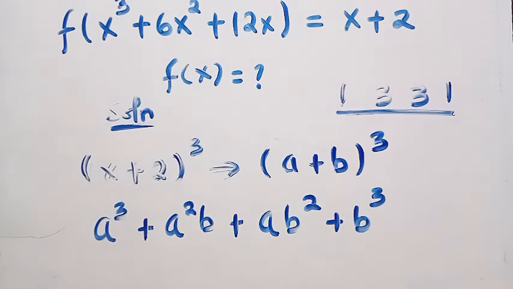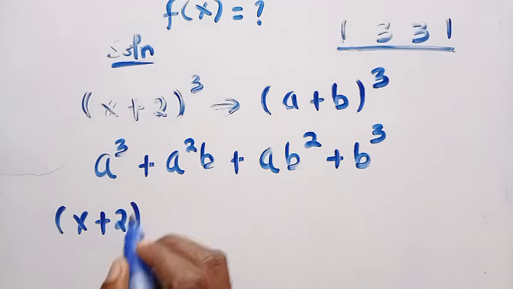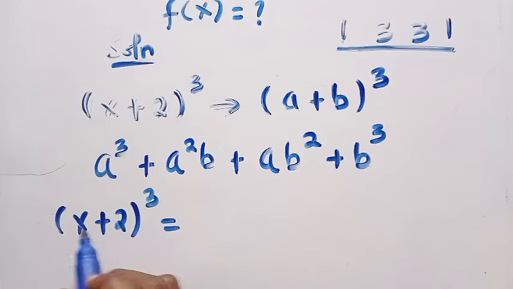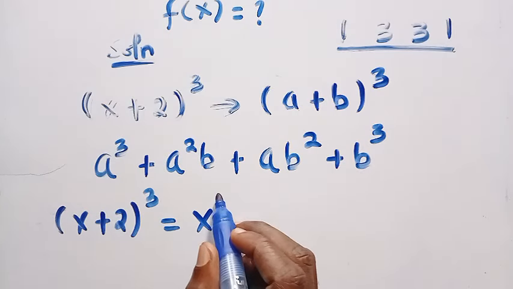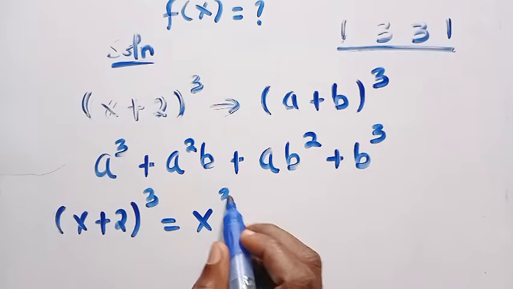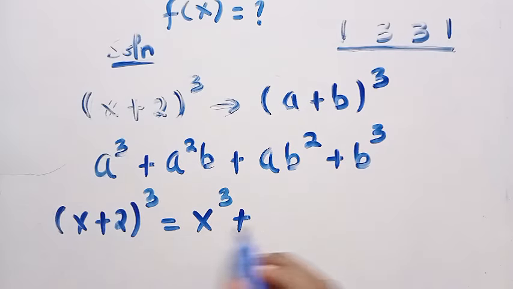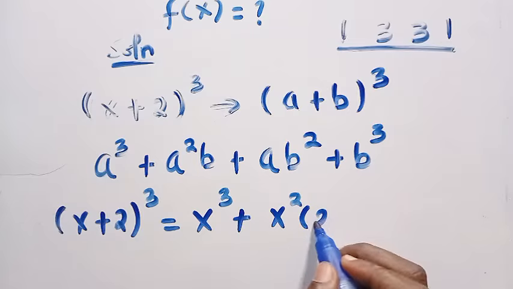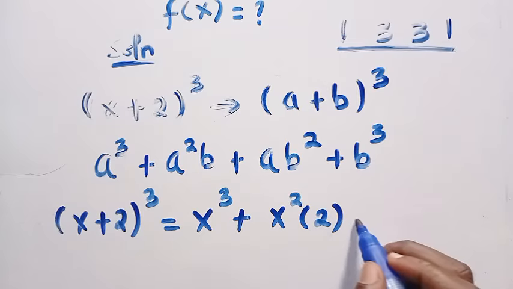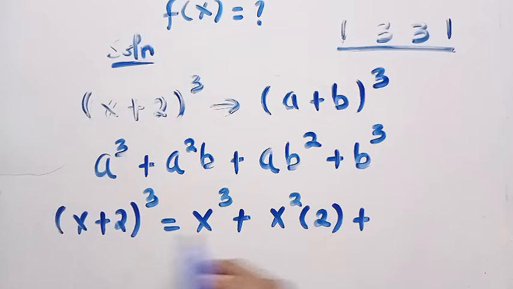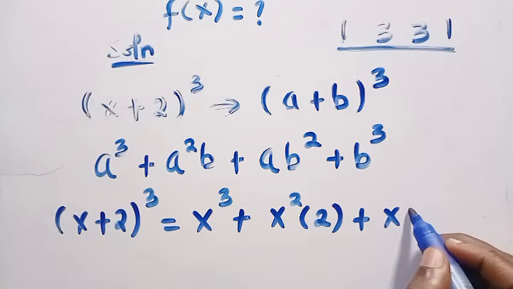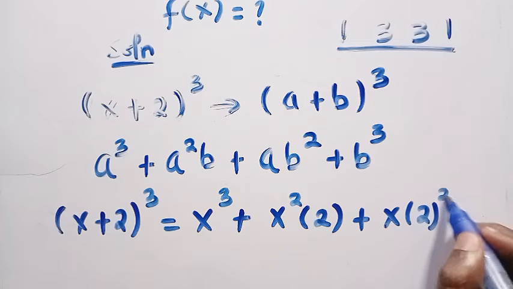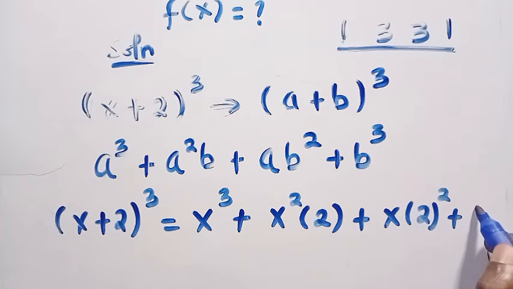And we are going to have x plus 2 raised to the power 3 equals, x is a, that is we have x raised to the power of 3, plus also we have x raised to the power 2 multiplied by b, which is 2, plus we have x raised to the power 1, then 2 raised to the power of 2, plus 2 raised to the power of 3.